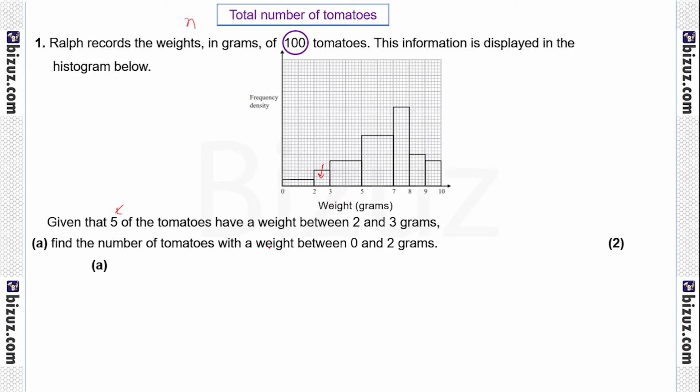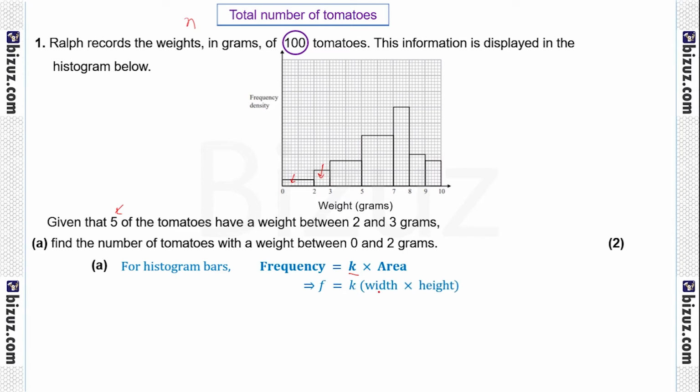Find the number of tomatoes with a weight between 0 and 2 grams. So we need to find the frequency of this bar or this class. All right. So for this, we need to use the fundamental property of histograms: for histogram bars, the frequency is proportional to the area, or is equal to some fixed constant multiplied by the area.